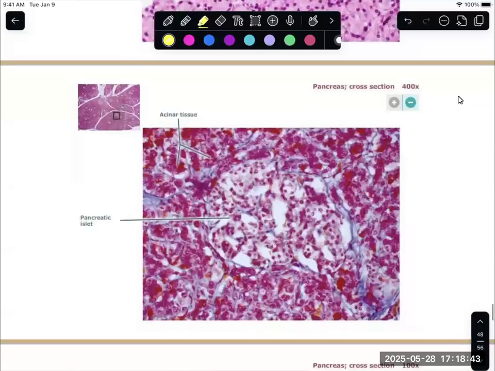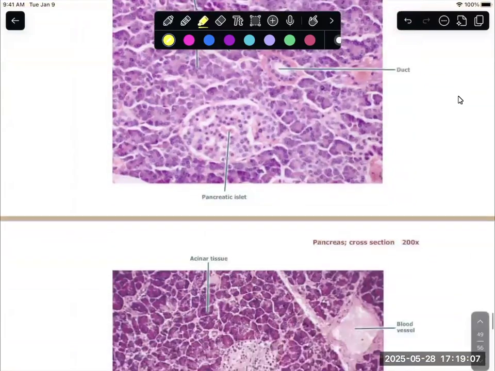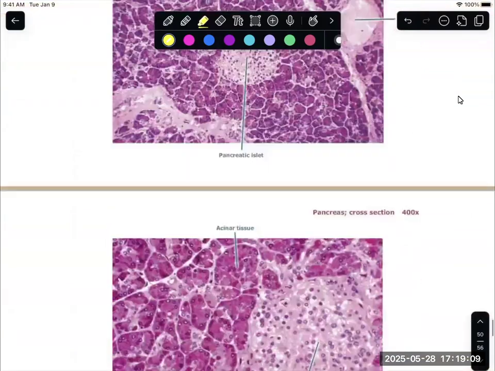Here's the pancreas. If we remember from the endocrine system, we had those pancreatic islets. That's where we're getting our insulin and our glucagon. Now, if we come to the outside, we've got that acinar tissue. This is the kind of tissue that is creating a lot of those digestive enzymes that come from the pancreas. So that acinar tissue is where we get all of our digestive enzymes.